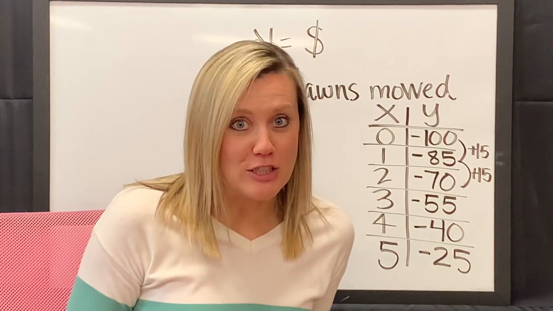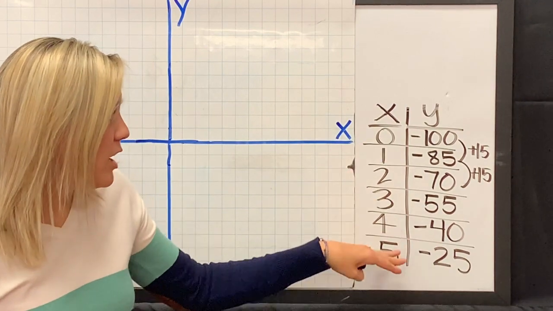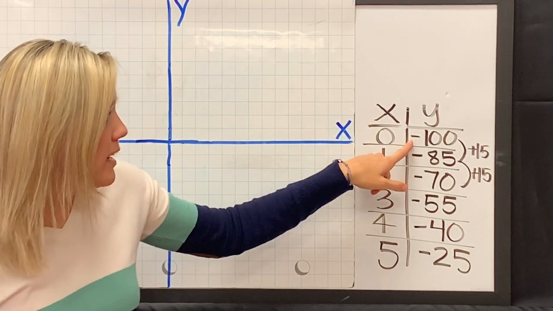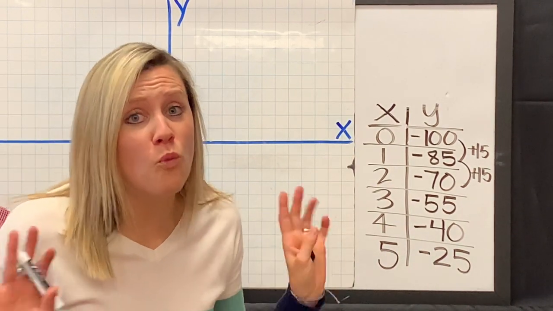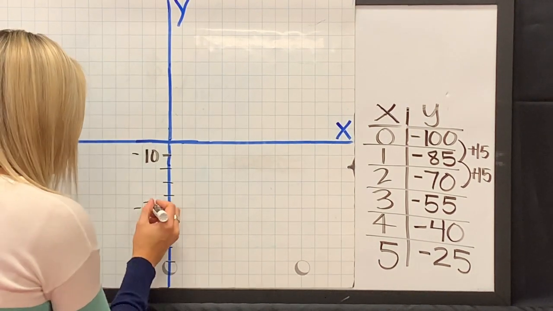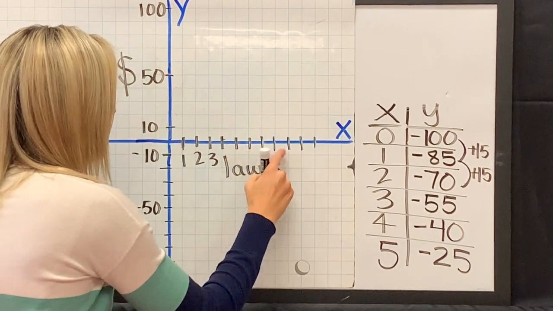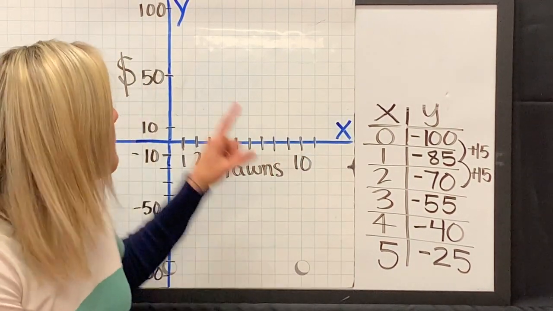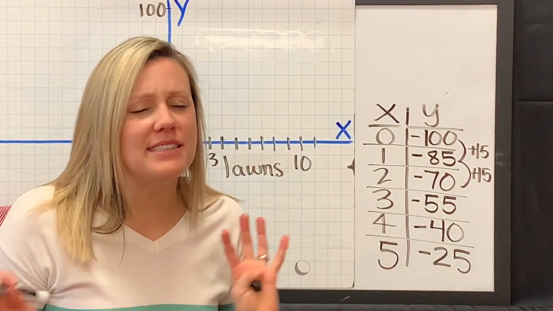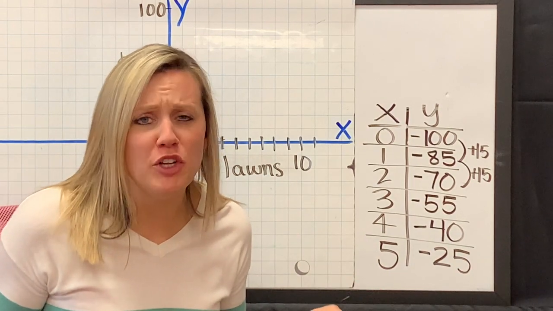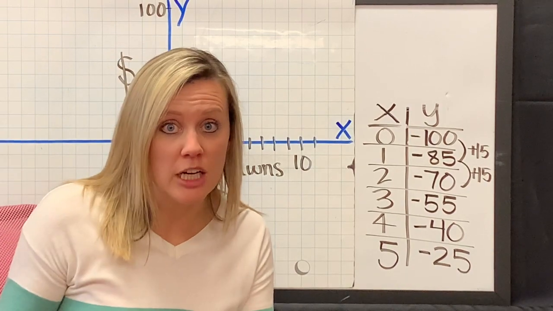Let's see what this looks like on a graph. So the first thing I notice is I don't really want to count by ones with this because I go all the way down to -100. So I personally am going to choose to count by tens. So I chose to count my money by tens, but I still wanted to count my lawns by ones. And if you count by different things or anything besides one, you always just kind of want to label what you're doing so whoever views your graph could easily understand it.